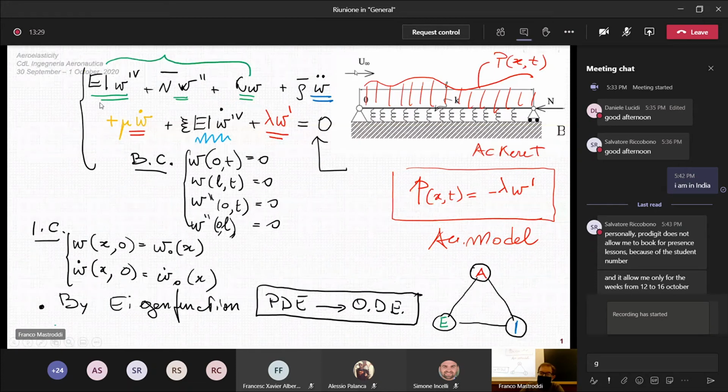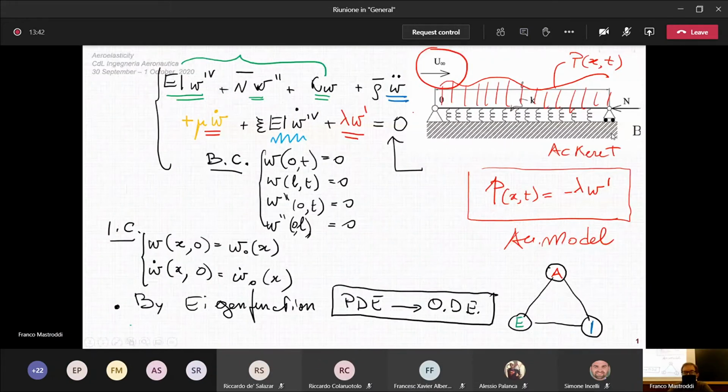undergone to a flow like this, and this is the flow, and we're supposed to have a supersonic flow, and we have written here the equation regulating the unknown vertical displacement.